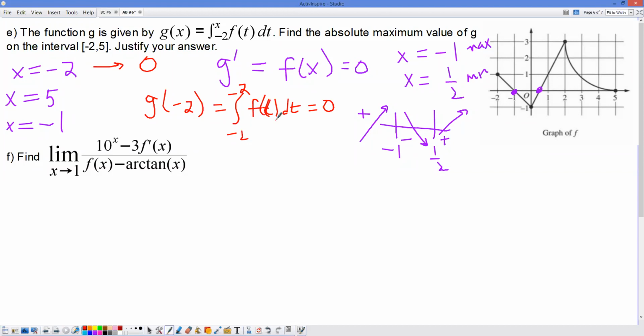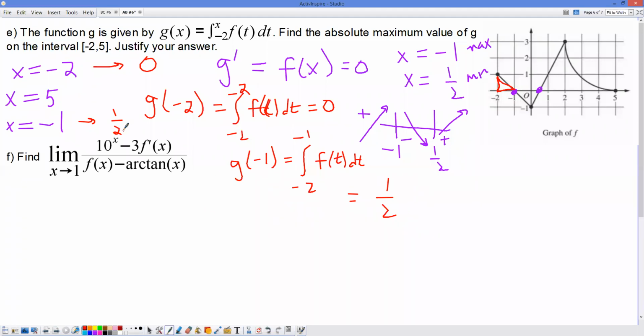Then we'll do x equals -1 first, just because that comes along a little more quickly. If we were at 0 at -2, g of -1 should just be the integral from -2 to -1 of f of t dt. And so that integral is this positive value up here, which is 1/2, the area of that triangle like we found before. It's 1/2 base times height, or 1/2 of 1 times 1. So x equals -1 should be positive 1/2.